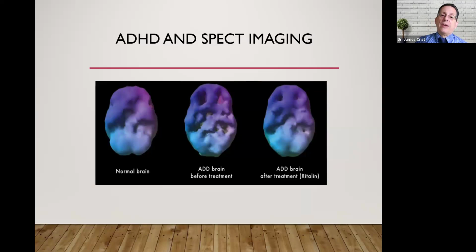This is a SPECT imaging. This is a way of assessing brain functioning. And I just find this interesting because this diagram shows the amount of glucose that your brain is using. And if it's using glucose, it means that parts of the brain are active. And so the normal brain here has a lot of activity going on.